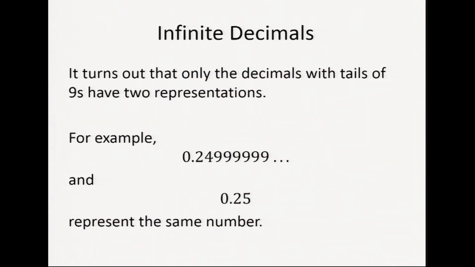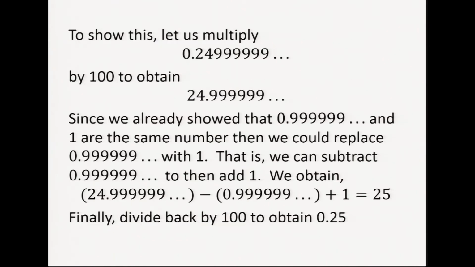It turns out that the only numbers that have two representations are the ones that are exact. 0.25 and 0.2499 have two. Well, I'm showing only one here, but any number that ends with a tail of zeros will have two representations.